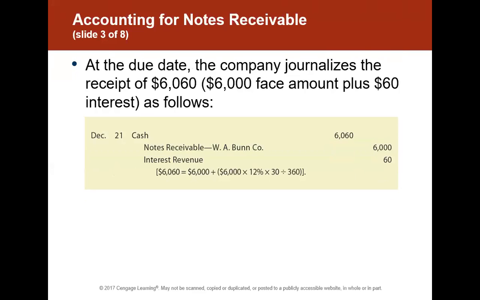Then when the note matures or comes due, which this one was a 30-day note, so it comes due on December 21st, they're going to pay us the $6,000 face amount plus any interest. And they're showing you how the interest was calculated here. So we took the face amount of $6,000 times the 12% interest rate times 30 divided by 360. So the interest on this was $60. So when this note matures on December 21st, this customer, WA Bun Company, is going to pay us $6,060.